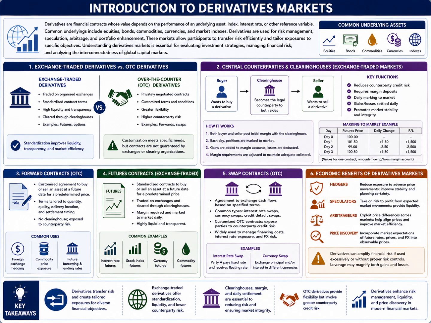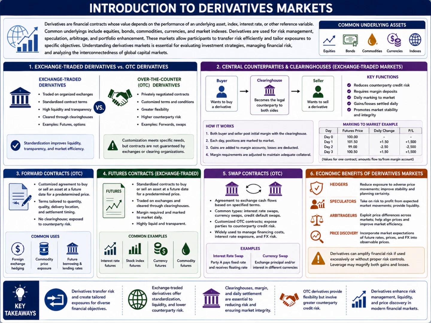Forward contracts are among the simplest derivative instruments discussed in the topic. A forward contract is a customized OTC agreement in which one party agrees to buy and another agrees to sell an underlying asset at a specified future date and predetermined price. Because forwards are privately negotiated, contract terms can be tailored to specific requirements regarding quantity, quality, delivery location, and settlement timing. However, forward contracts expose participants to counterparty risk because there is no centralized clearinghouse guaranteeing performance.